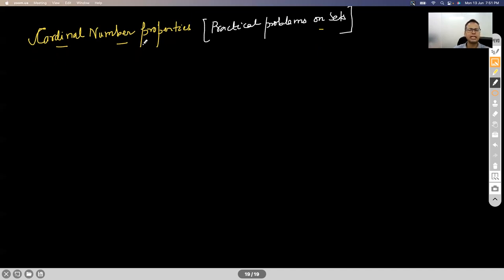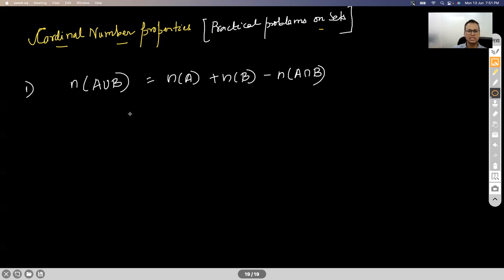So basically, there is a set of laws which the cardinal number follows. Please make a note of these laws because you're going to use these laws even in your probability chapter, under addition theorems of probability. Let me start with the first property, which says the number of elements in the union of two sets is nothing but the number of elements in A plus the number of elements in B minus the number of elements in their intersection of A and B.